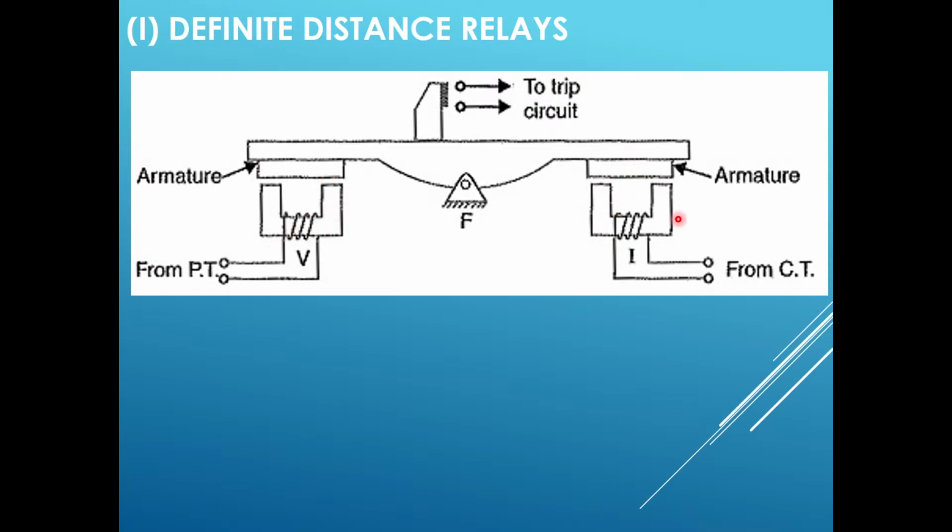So this armature will be attracted towards this electromagnet. Hence, when this armature is attracted towards this electromagnet, automatically this moving contact will come in contact with these two fixed contacts, and the trip circuit is closed, and hence the trip coil is energized, and hence what will happen? The circuit breaker is open.